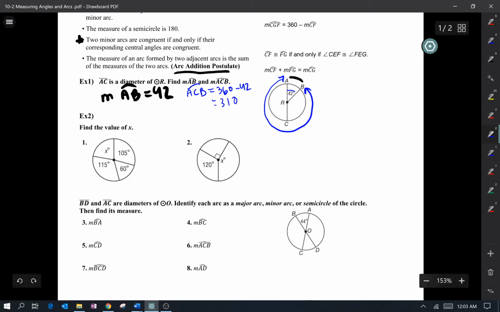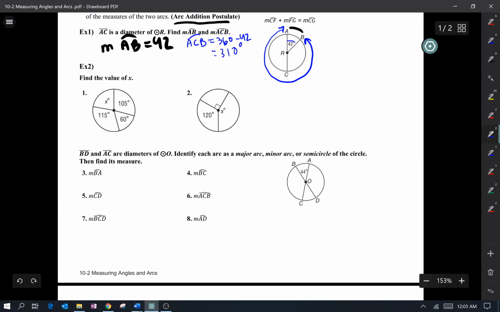20? Yeah, I think so. 318 degrees. All right, next problem. Find the value of x.